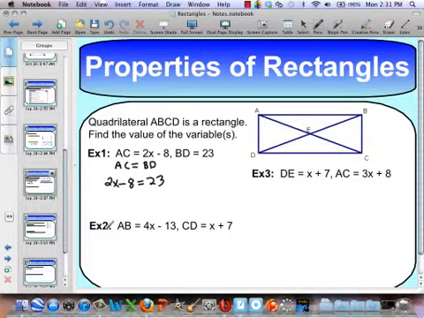All right, I want to look at example 2. AB is 4x minus 13, and CD is x plus 7. Which property allows you to set up an equation for this problem? Opposite sides are congruent. Therefore, AB is equal to CD, so 4x minus 13.